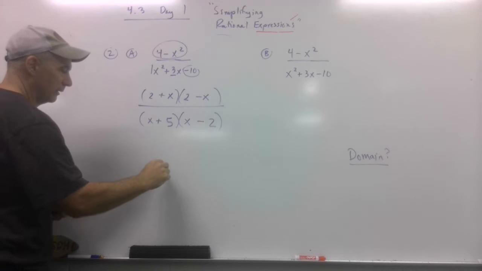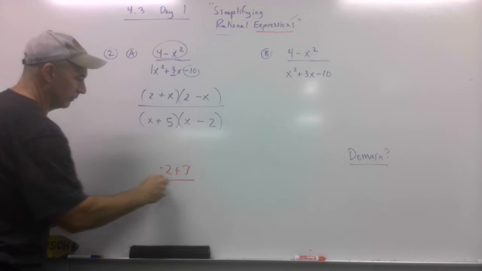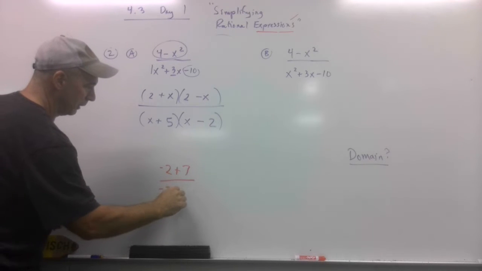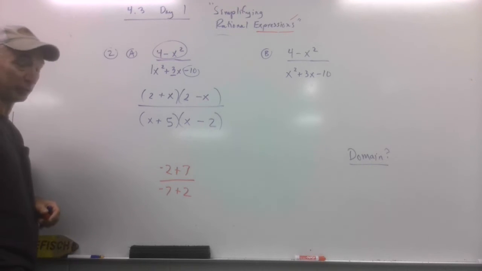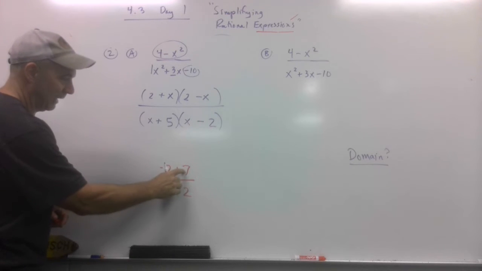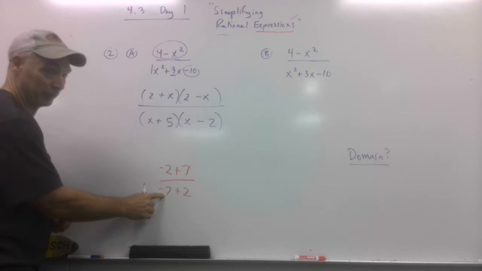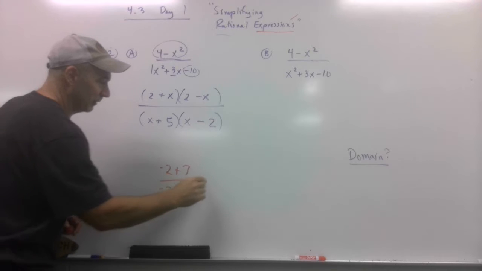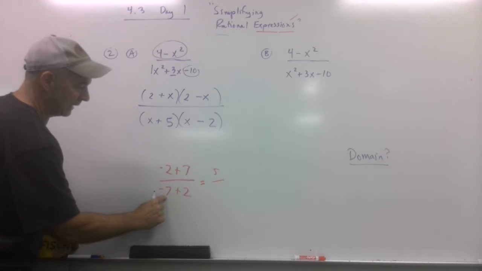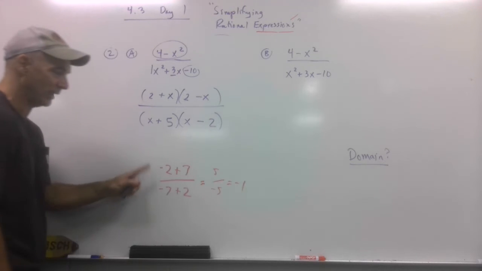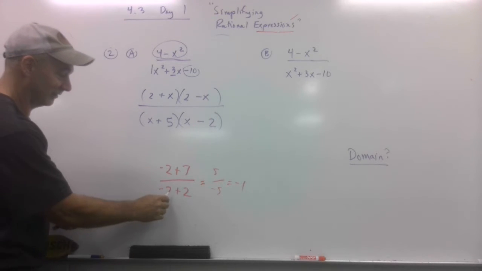Check this out. -2 plus 7 all over... let's just go -7 plus 2. Notice what I did? So I got -2, +2, +7, -7. You're like, those aren't the same thing. You're right. But wait, let's finish this. -2 plus 7 is 5. -7 plus 2 is -5. Guess what? That equals -1. Why are you showing me this right now? Because this is the same thing.